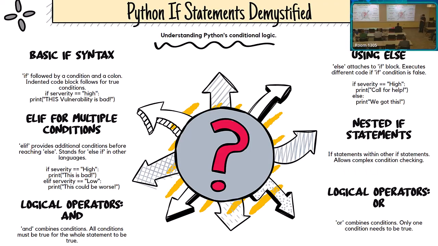Now, some of the syntax for if statements, this is typically how we see an if statement in Python. We're going to have if, and a variable here or something we're comparing. We use two equal signs to check if something is equivalent. We're going to see if it's equal to high. In this case, we're just printing this vulnerability is bad. And in our example down here with if else, we want a little bit more. We can say if it's high, this is bad. If it's low, could be worse.